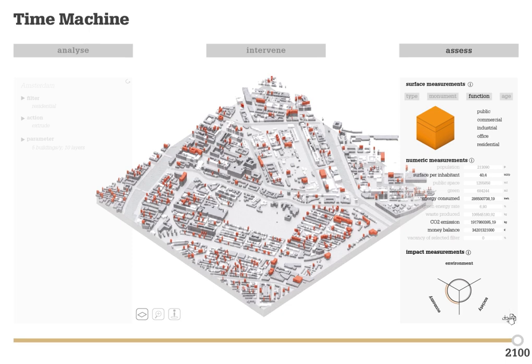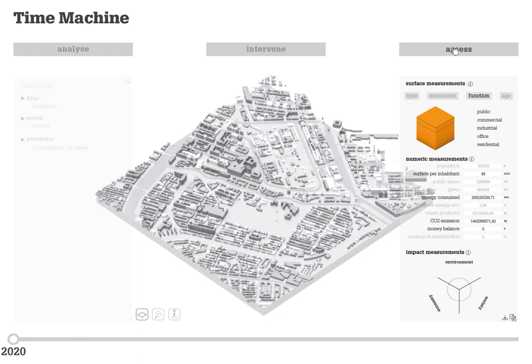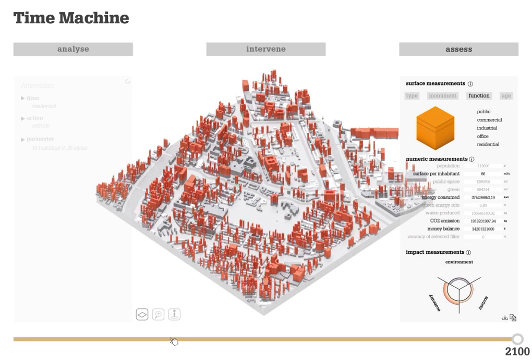Let's go back to our intervention tab and let's edit our parameters. We now increase the number of buildings we want to extrude per year to 15 and the number of layers to 25. Let's see if this is enough by clicking on the Assess tab. If we now take a look at the measurements changing over time, we can actually see a positive impact on society. Let's see what happens to our impact wheel over time.